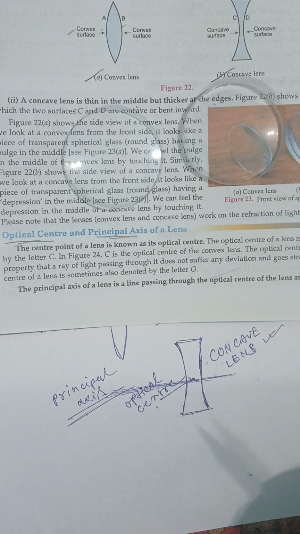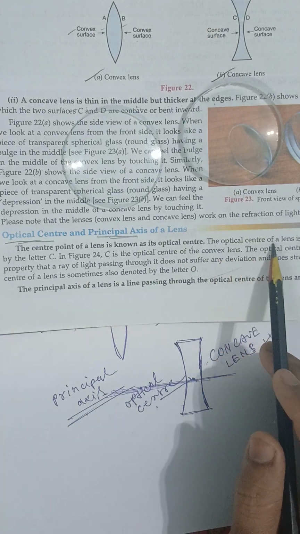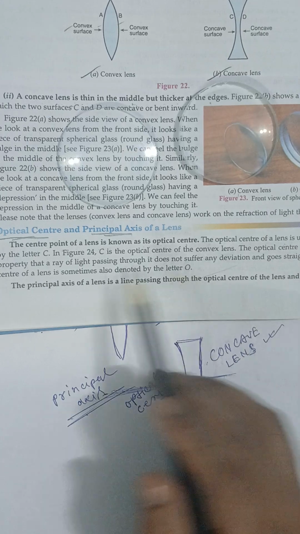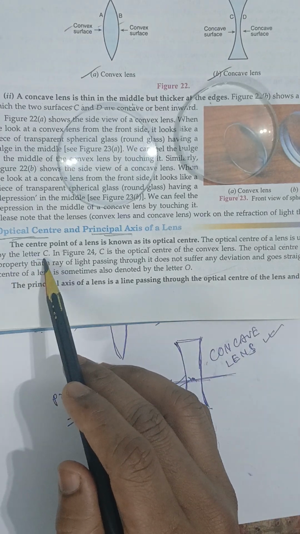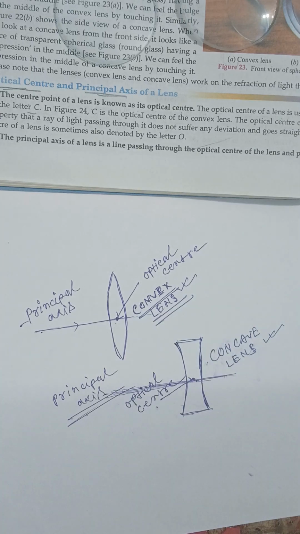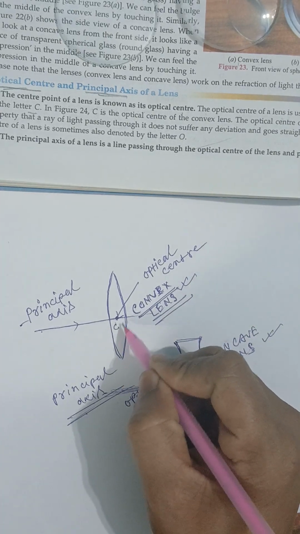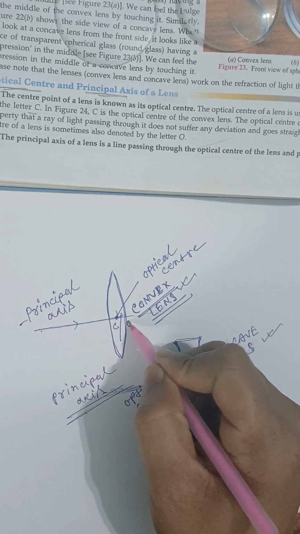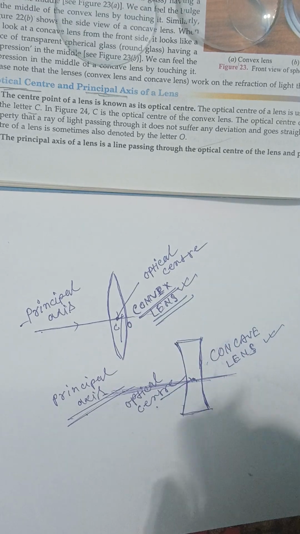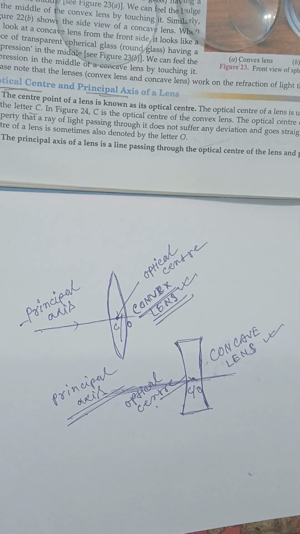And a few pieces of information related to the optical center. The optical center of a lens is usually denoted by the letter C. So here if I draw one optical center, this one, it is denoted by C, or in some books it is written O. So either C or O. Similarly here either C or O. So optical center is denoted by either C or O.